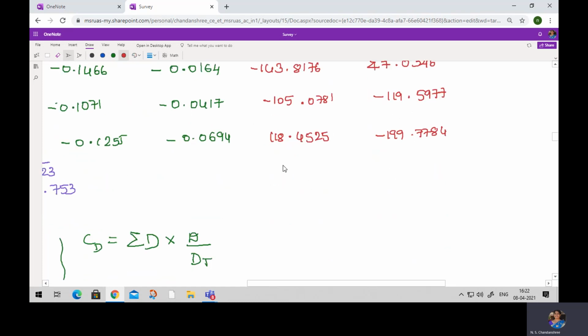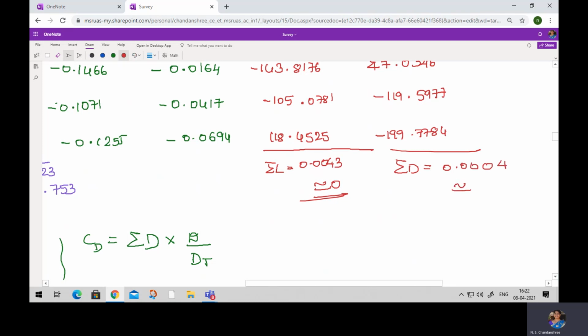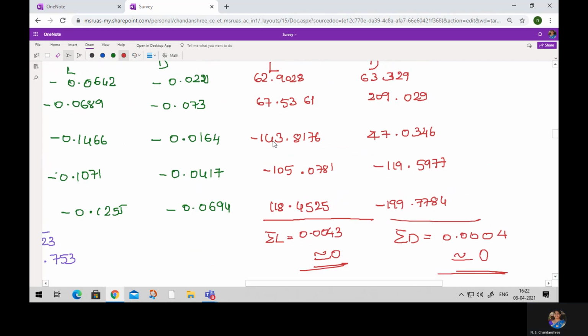So when we add all these things, sigma L is 0.0043, which is approximately equal to 0. Here again sigma D, when we add all these things, we will get 0.0004, which is approximately equal to 0. So this is how we balance the traverse using transit rule and the Bowditch rule. Thank you.